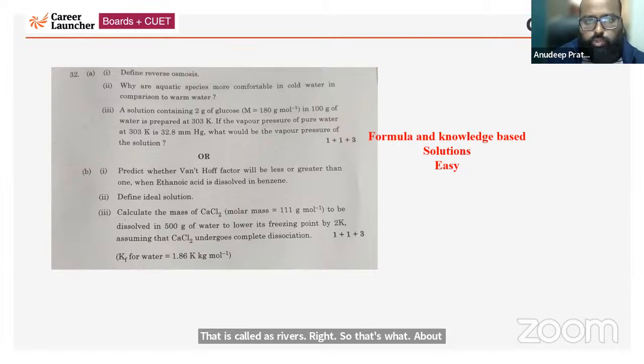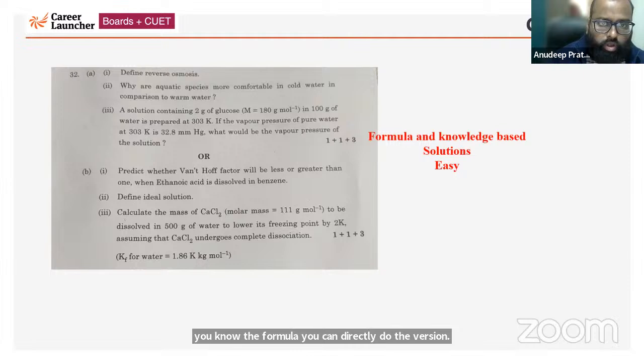Why are aquatic species more comfortable in cold water in comparison to warm water? Because of the solubility, Henry's law, right? So that's a question from Henry's law basically. Next question: a solution of 2 grams of glucose in 100 grams of water. The vapor pressure of pure water is given. What would be the vapor pressure of the solution? That's a relative lowering of vapor pressure question. Directly, you know the formula, you can directly do the question. So that's a formula-based question.